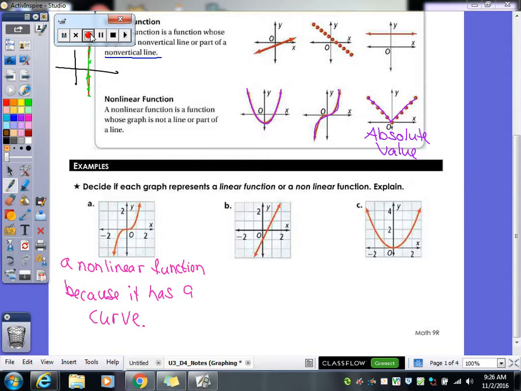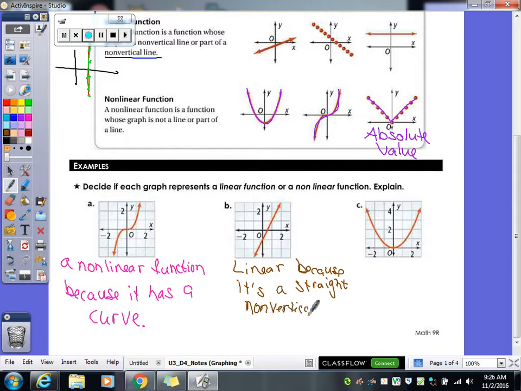So graph B, what kind of function is it? Linear. How do we know it's linear? Because it's a straight, non-vertical line. That's the key thing. It's not a vertical line. All right, how about C? Nonlinear. Why? Because it's curved.